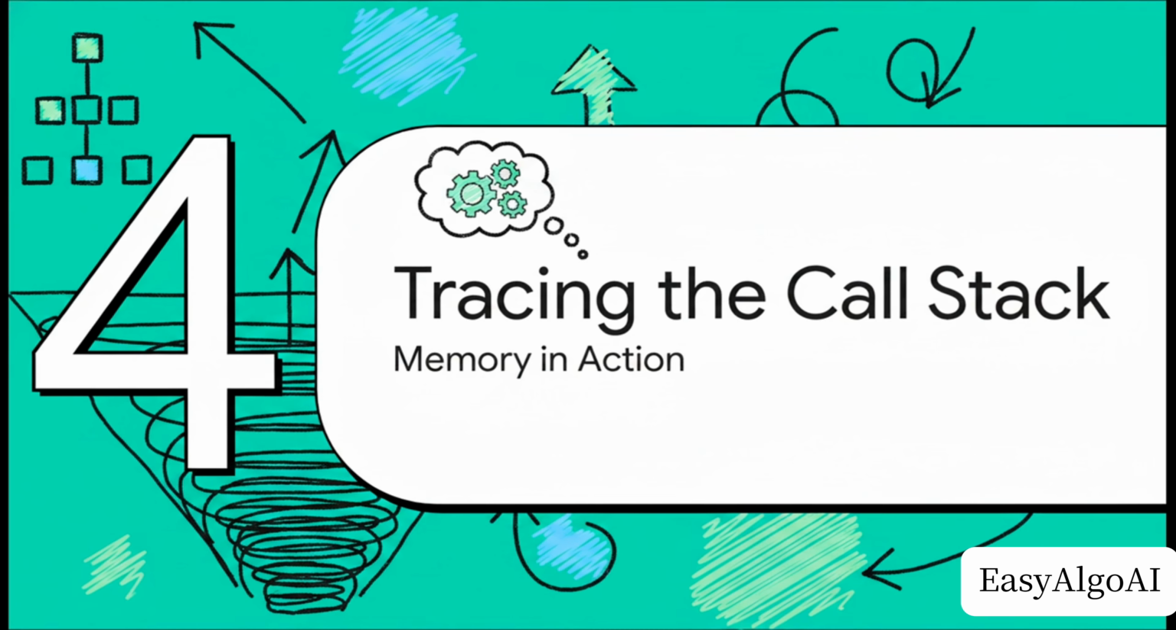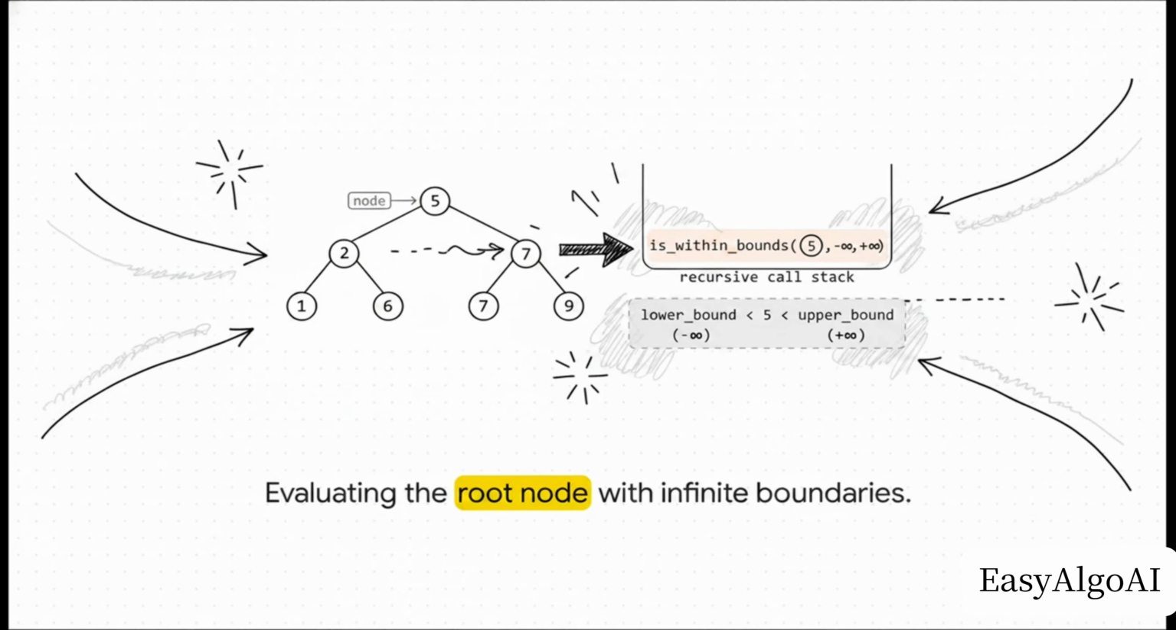Have you ever wondered how recursion actually returns after a deep dive? Let's actually peel back the curtain and watch the computer's memory in action. We start by placing our first function call for the root node 5 onto the recursive call stack. At this very first level, our boundaries are completely wide open. The lower bound is negative infinity, and the upper bound is positive infinity. Because 5 easily falls between those infinite limits, it passes the test with flying colors.